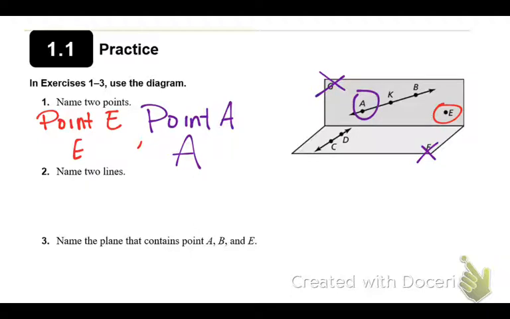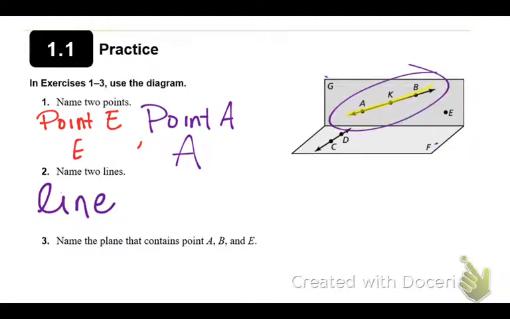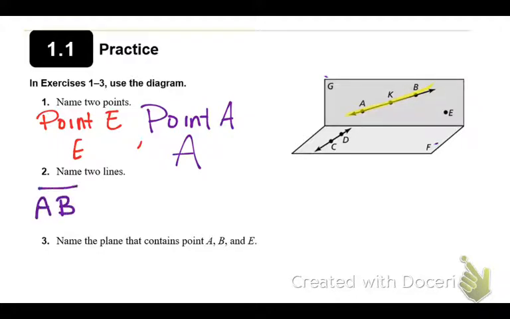So we knew. The next one, we're going to name 2 lines. Let's name this line first. Can I use the word line to name this line? No, I cannot, because I'd need a lowercase letter, something like that. I don't have one, so I can't use the word line. So I need to use 2 points. So pick 2 points on the line. A, B, and then I'm going to have lines with arrows at the top.